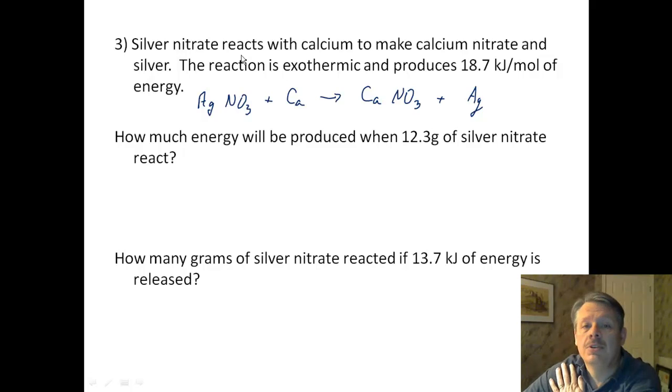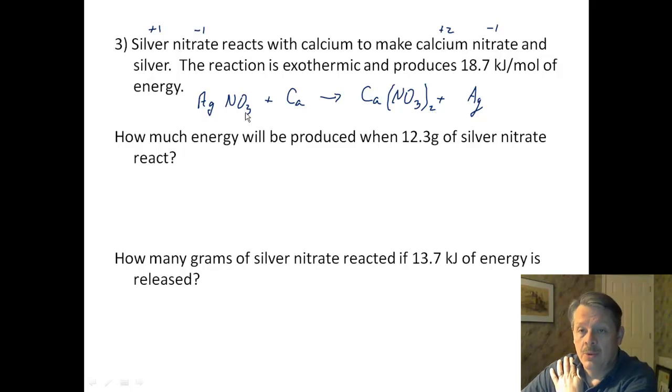Well, silver's +1, nitrate's -1. But when I produce calcium nitrate, calcium is +2 and nitrate's -1, so I have to crisscross them. So I have to have calcium nitrate with a 2 there. All right, well now I've balanced my formulas, but I have to balance my elements to make sure I have the same amount on each side.